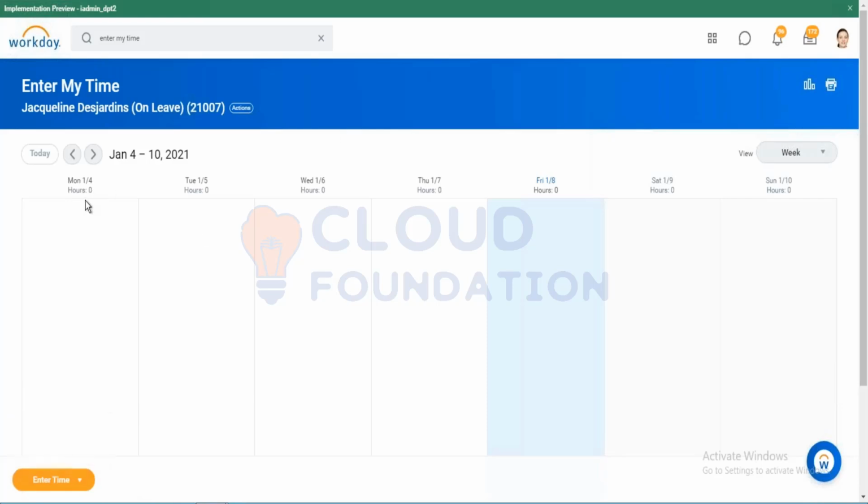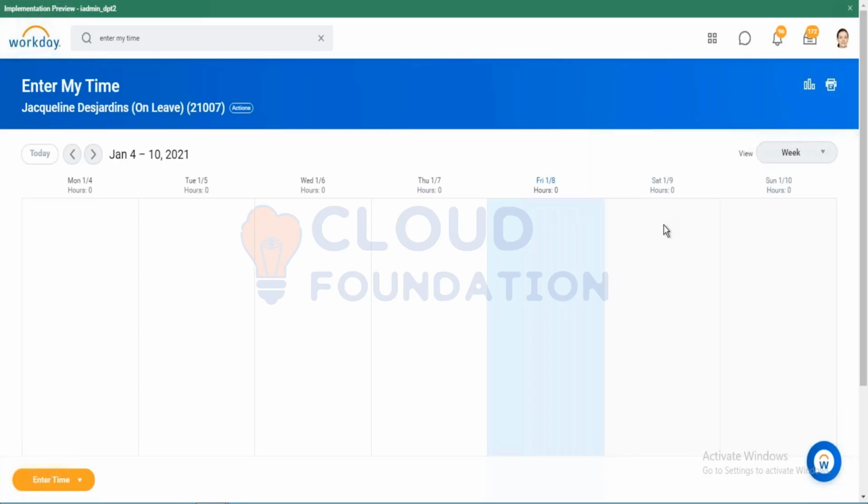And over here, hour 0, hour 0, hour 0. You see that? These are known as daily totals. Note it down. These are known as daily totals. The number of hours you put on that particular day would get calculated over here. The number of hours on Tuesday would be calculated over here.